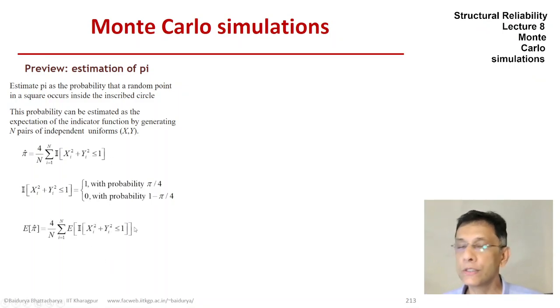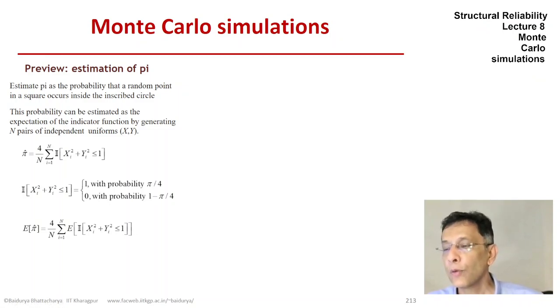So pi hat, which is a random variable, let's find out the mean of that random variable, the expectation of pi hat. Because all the indicator functions are identically distributed with the same probability of success of pi by 4, we can find out the expectation of pi hat as the sum of all those individual expectations. They're all equal, so the answer comes to pi. So the estimate that we have set up is unbiased.